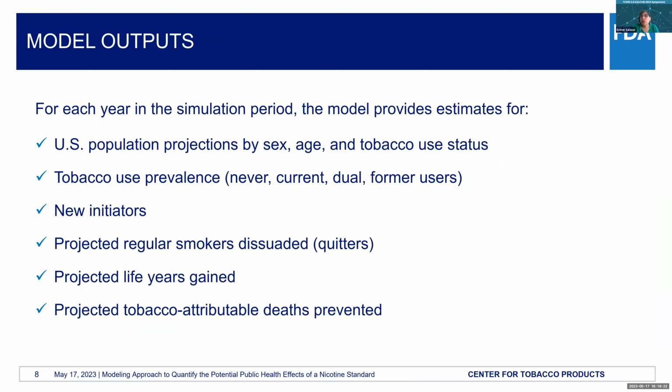The DPN model produces yearly estimates for a variety of model outputs for both the baseline and hypothetical regulatory scenarios. Some of those outputs are population projections, tobacco use prevalence for both products, new initiators or quitters, as well as mortality and morbidity outputs. In terms of public health benefits, the difference between the baseline and hypothetical regulatory scenarios will give us an estimate of the potential benefits of the regulation through time.